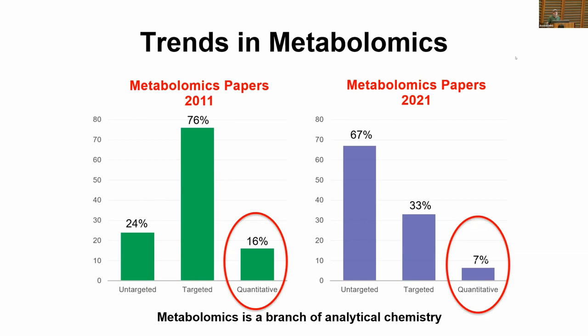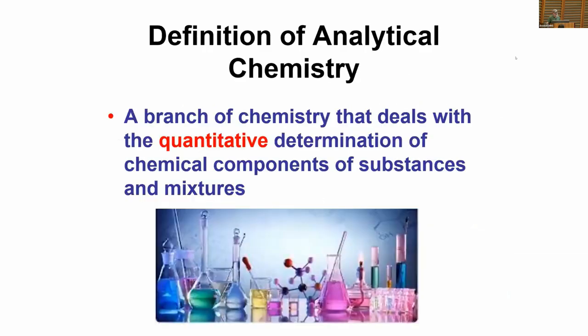We're doing less quantitation overall as a community. We seem to forget the fundamental definition of analytical chemistry. It is a branch of chemistry that deals with the quantitative determination of chemical components of substances and mixtures. This is why we measure things in moles and molar units. It's why we measure pH and absorbance. Everything that we've been doing for more than a century in analytical chemistry is about quantitation and getting things that are numbered and standardized. This is what metabolomics was supposed to be.